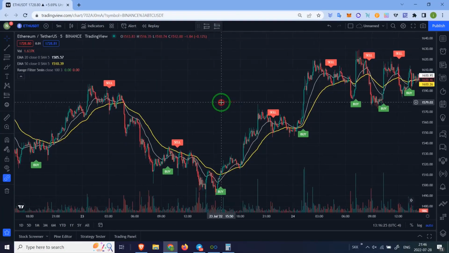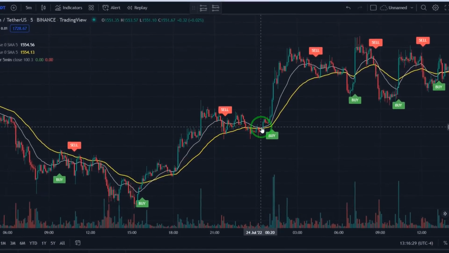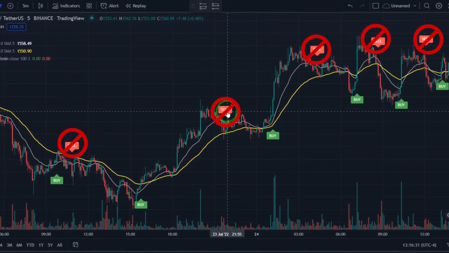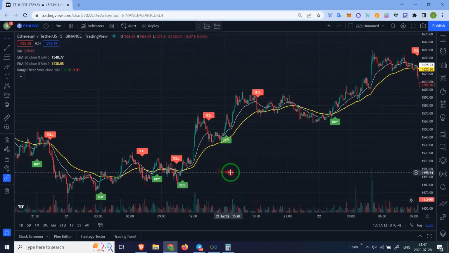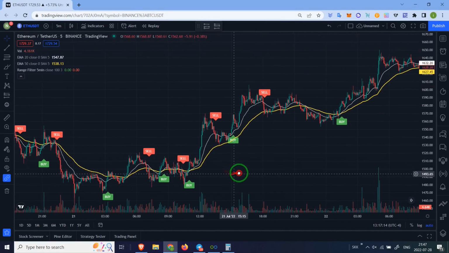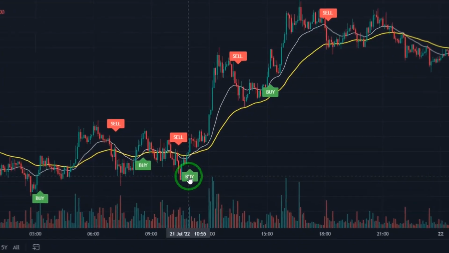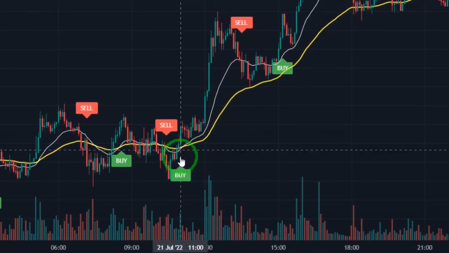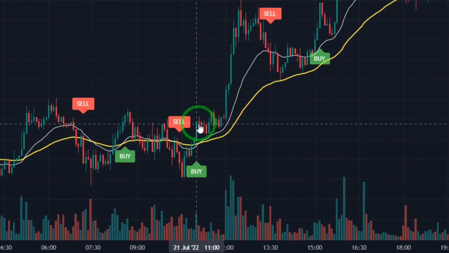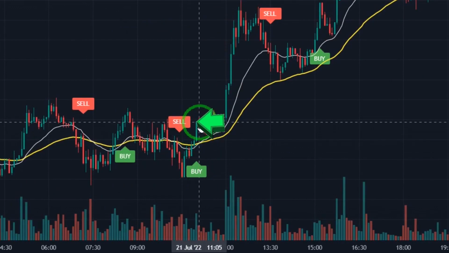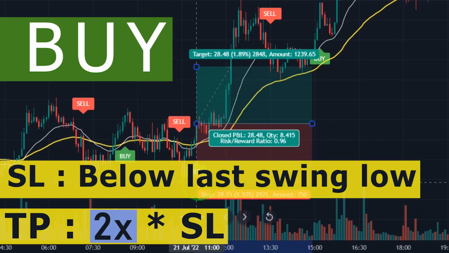Now you can see that the white moving average is above the yellow moving average. It is an uptrend. So we ignore all sell signals and only look for buy signals. So the first thing we need to do is to find the direction of the trend. If the trend was upward, the white moving average was above the yellow moving average, we look for buy signals. Wherever we see a buy signal, we check whether the candle is above the two moving averages or not. If it is above the two lines, we enter the trade. We set the stop loss below the previous swing and the take profit 2 times the stop loss.